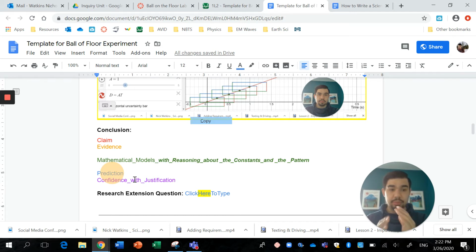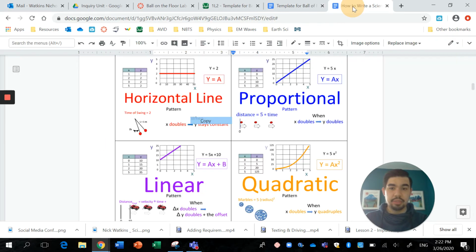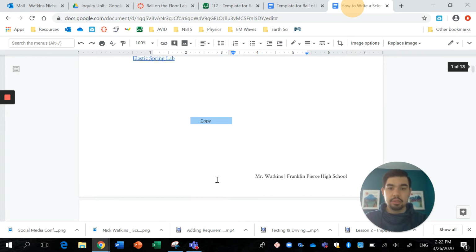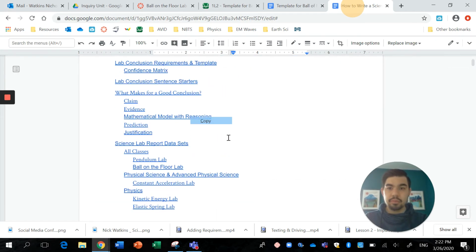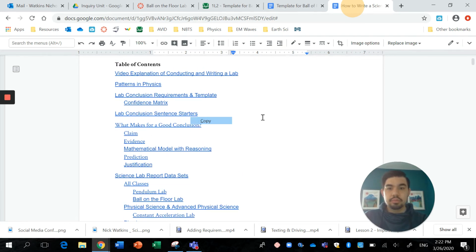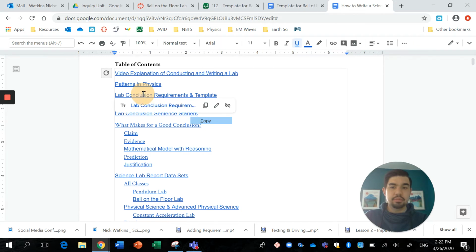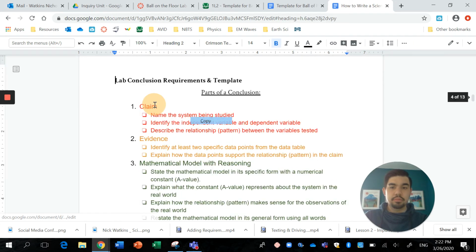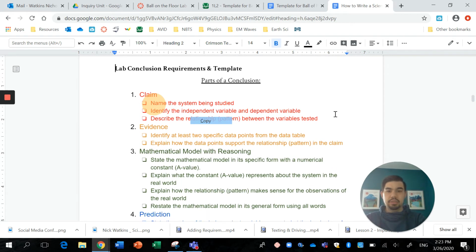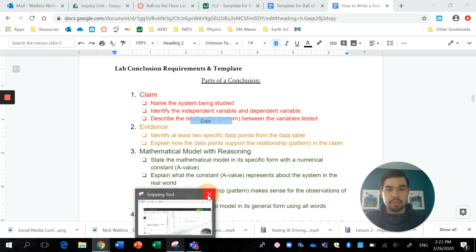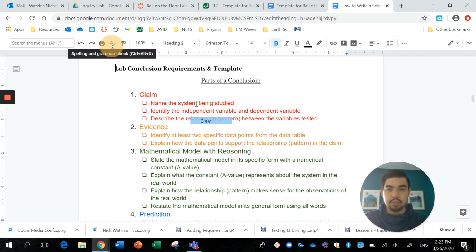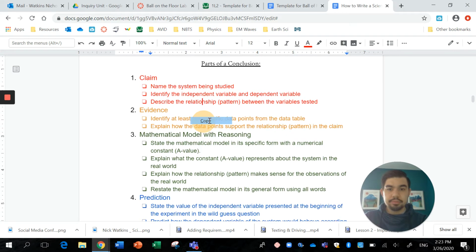So this is what I want to spend a little bit of time talking about, and this is where the guide really comes in handy. Let's talk about our lab conclusion requirements. All right, so we have our claim.